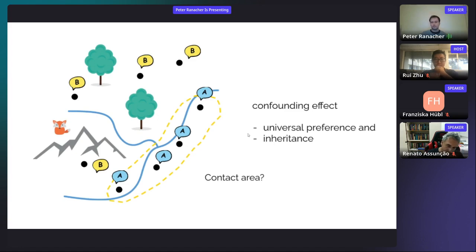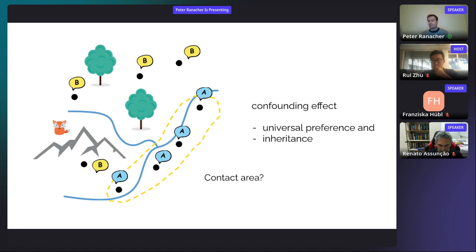When I returned my first spatial clustering results to the linguists, where I said, look, I found spatial contact of languages in the data, they said, well, look, there are at least two confounding effects, and one of them is universal preference and one of them is inheritance. They also lead to languages becoming more similar, and these overshadow the similarities due to contact.